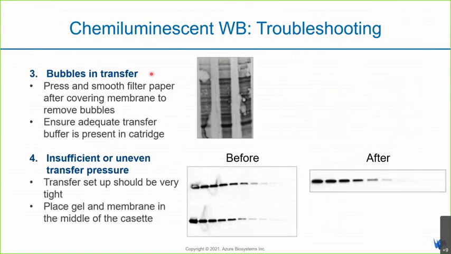Right. This is a chemi blot showing bubbles in the protein lanes. This means that you have what we call white dots. These are the bubbles. This means that the transfer sandwich is not tight, or you have bubbles in between that were not removed properly. To remove these bubbles, press and smoothen the filter paper after covering the membrane. There is certain practice on how to remove them.